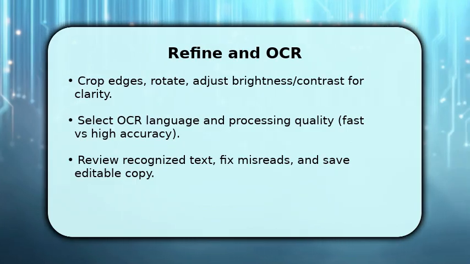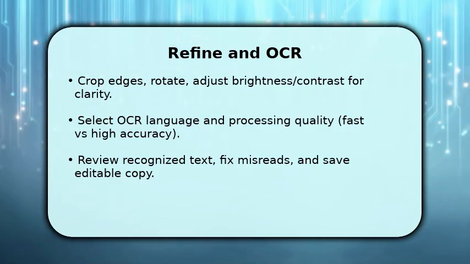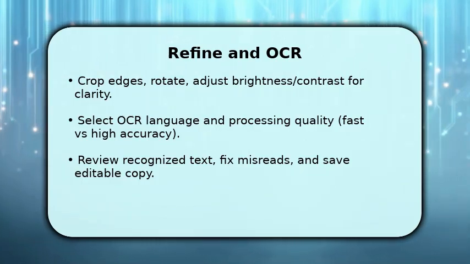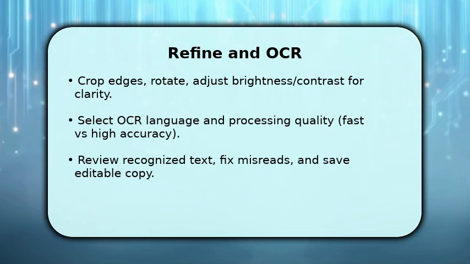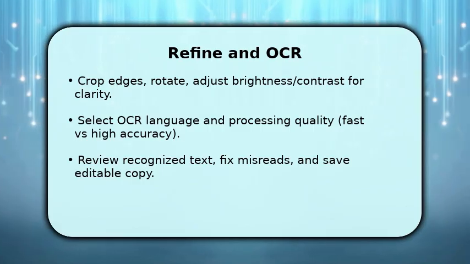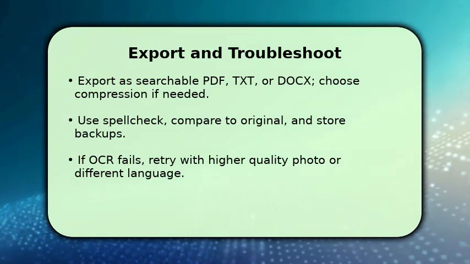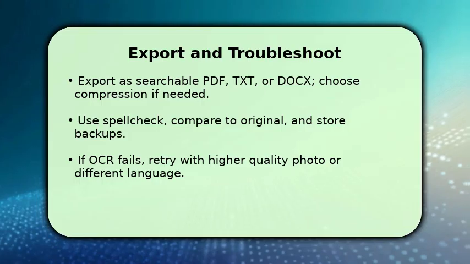Let the app run OCR, then review the recognized text line by line and correct any misreads before saving an editable file. The steps you finish by exporting and verifying the digital file so it's usable. Export as a searchable PDF, TXT, or docx depending on your workflow, and toggle compression if you need smaller files.